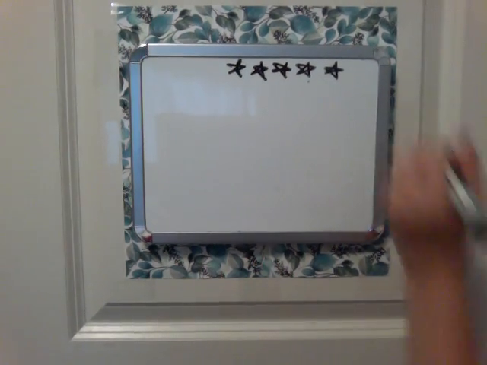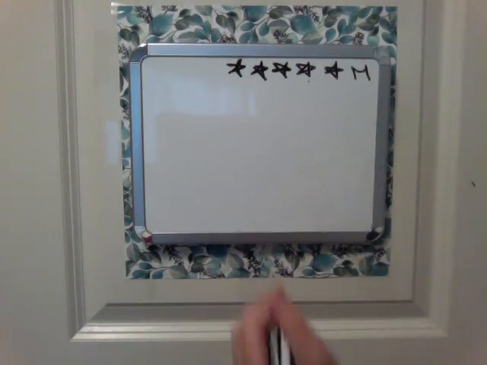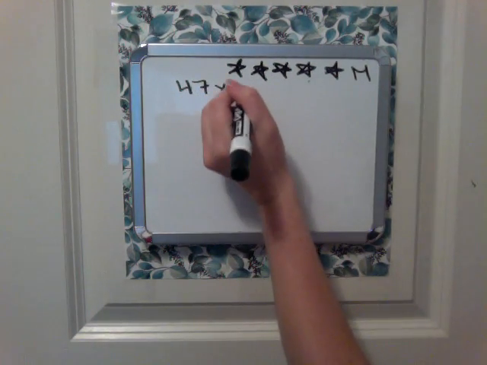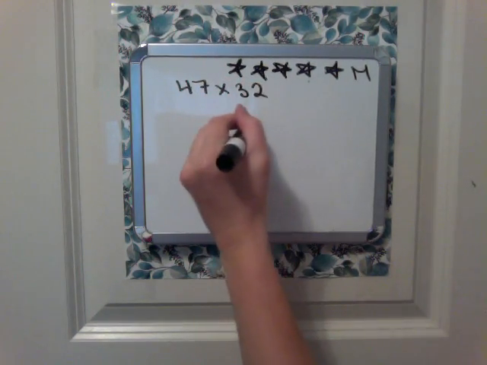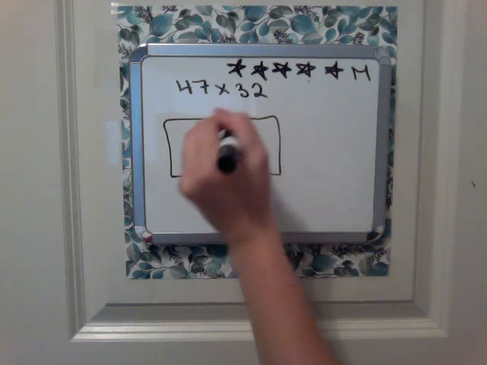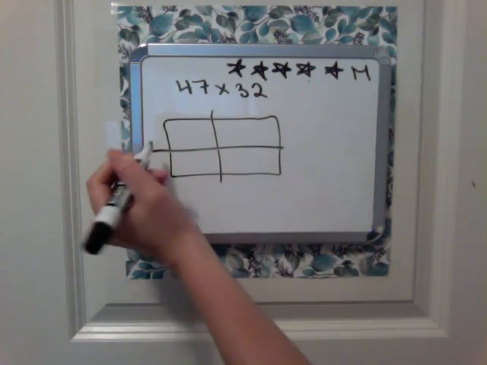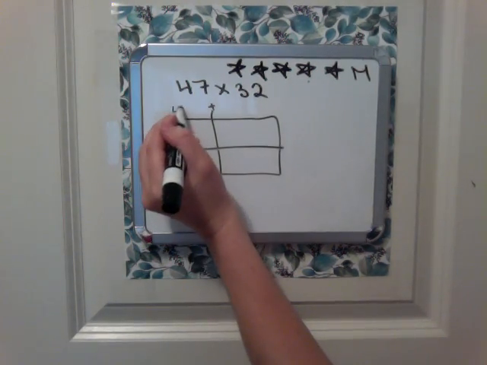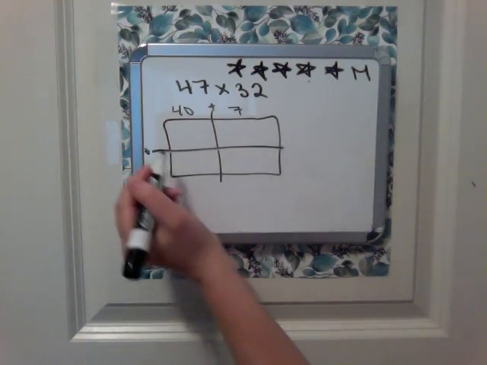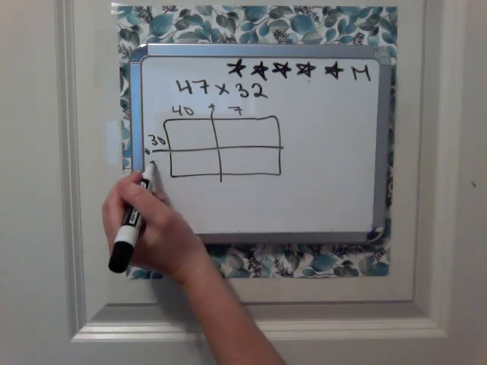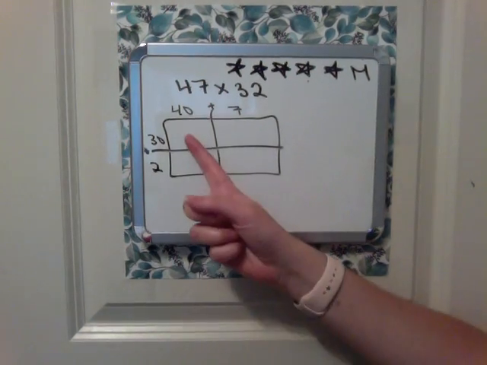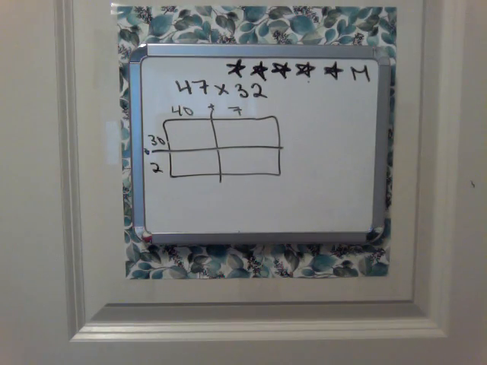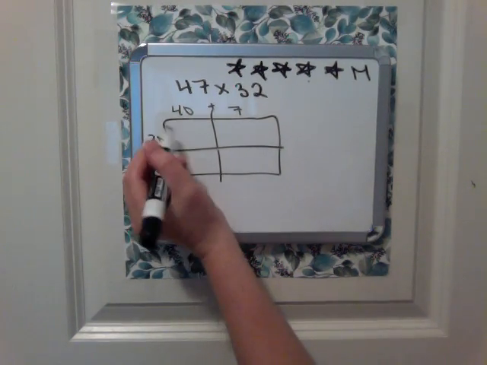All right, next we have multiplication. We're still doing area model. Today we're doing 47 times 32. Make sure you have your area model on your paper. We're going to split up 47 into 40 and 7, so that's 40 plus 7 and 30 plus 2. In this first box, we have 40 times 30. Find the area of that box.